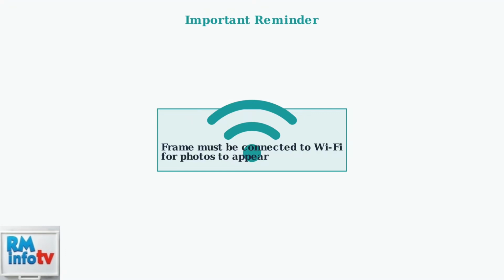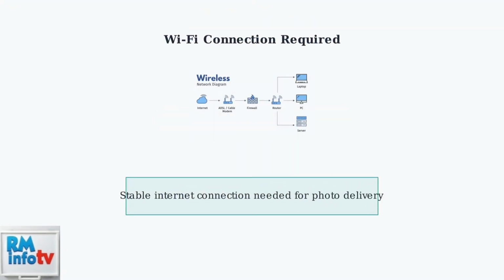Once everything is set up, your shared memories will display beautifully on the frame, keeping your loved ones connected, no matter the distance. Before your Aura frame can receive photos, it needs a stable Wi-Fi connection. This is essential for the frame to communicate with the cloud and download new images.